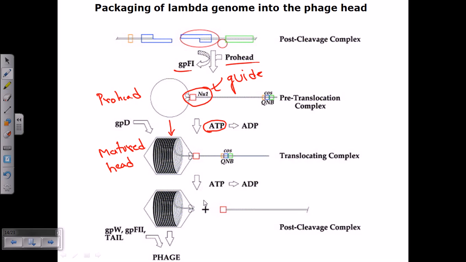After a certain time, when it reaches the terminal of the cos site, it will be cleaved there due to the presence of the protein GPD. Other proteins like GPW, GPF2, and other tail proteins will come and attach to this region, and finally they will provide the mature phage progeny particles. This kind of packaging will continue from one cos site to another cos site in both the terminals. That's how they know how to package and what amount of DNA is to be packaged.